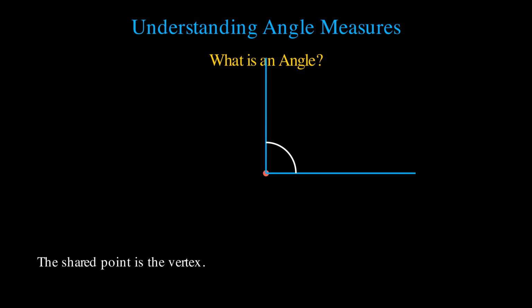So imagine two paths starting at the same place, but going in different directions. The space between them creates an angle. The amount of opening between those two rays is what we call the angle. So remember, two rays, one shared point, and the opening between them.